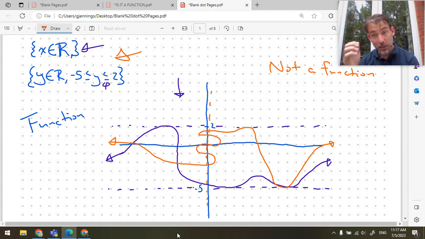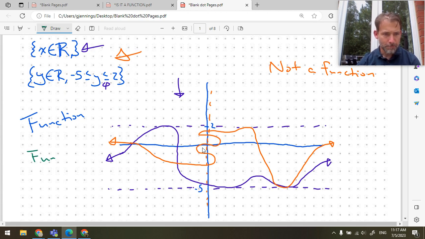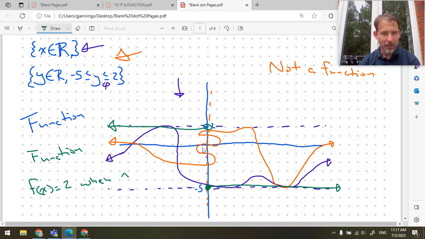Okay. Functions also don't need to be continuous lines like this. I'll do another example that is a function. We'll do it in forest green. So here is another function. Could be this. And it stops there. And then it starts back up down here. Like that. Okay. So this function, we'll call it f of x, is equal to 2 when x is less than 0. And it's equal to -5 when x is greater than or equal to 0.